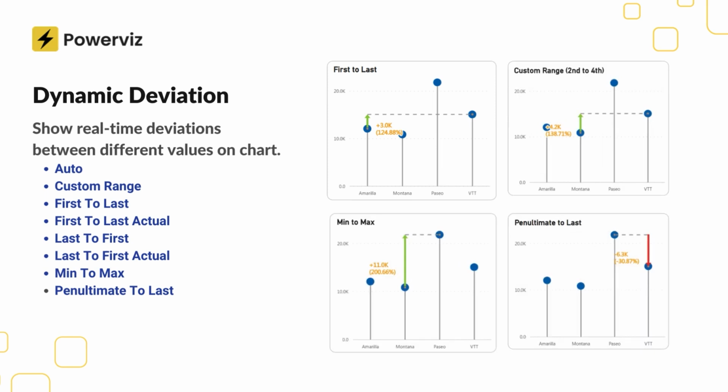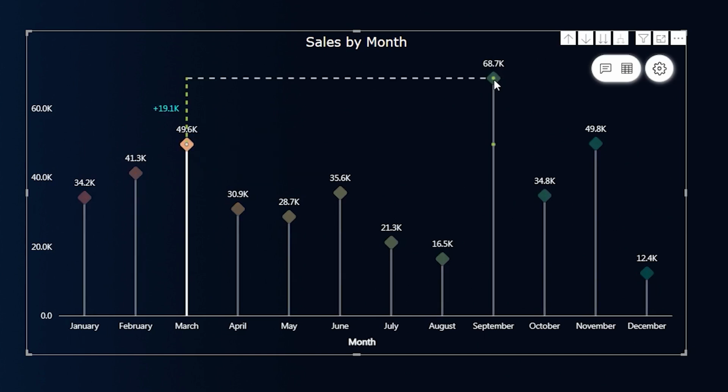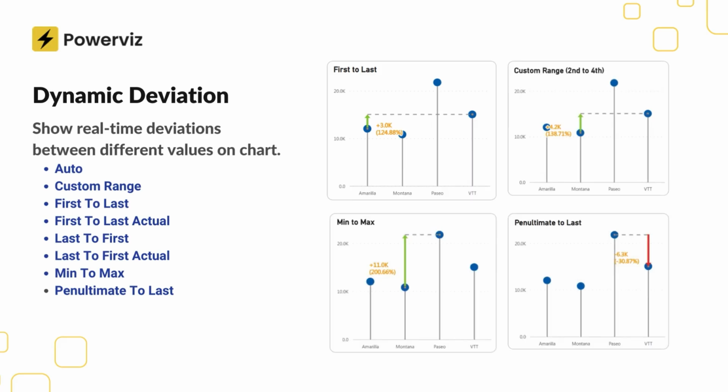The dynamic deviation feature lets you easily analyze the variance between two measures, helping you uncover insights at a glance. Whether you're comparing sales targets to actuals, or comparing month over month, or any two metrics, this feature can supercharge your analysis. Stay tuned as I walk you through how it works and how you can use it to enhance your reports. Let's get started.